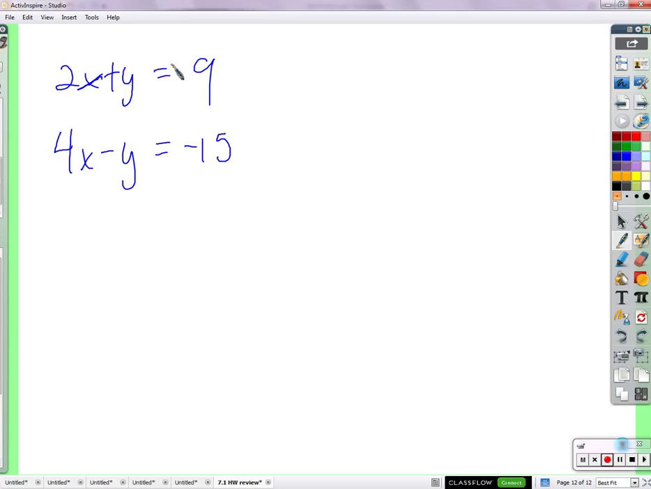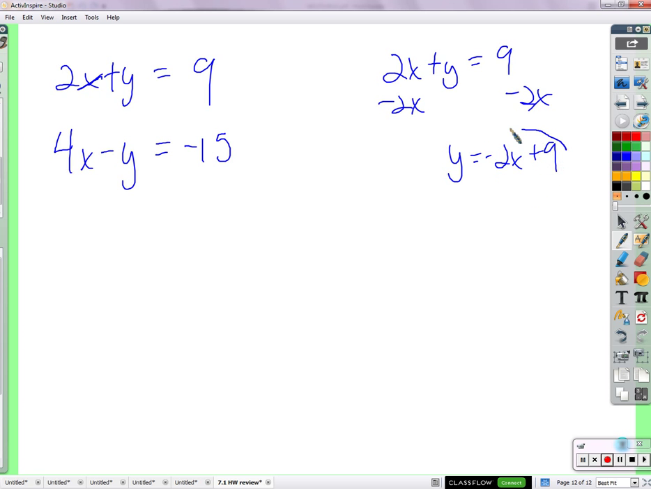Y. Look, it's just y. And it's positive, right? It's pretty easy picking. So if we take 2x plus y and we want to get y by itself, how do we do that? You subtract 2x. Subtract 2x. Y is equal to negative 2x plus 9. Right, we got y by itself. Y is negative 2x plus 9. What are we going to do with that negative 2x plus 9?